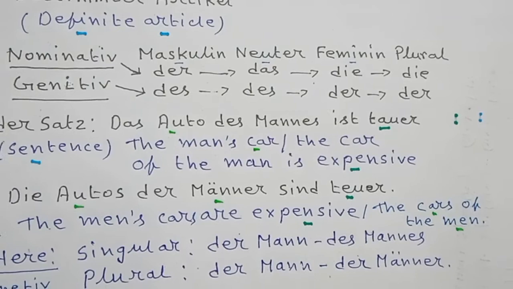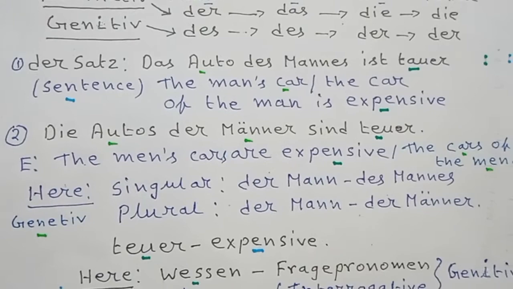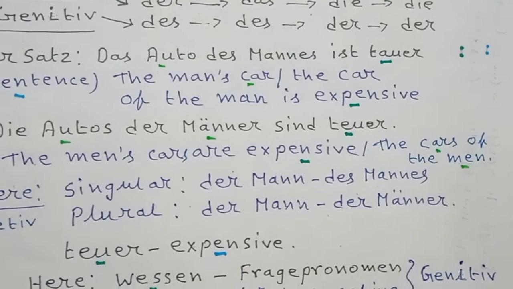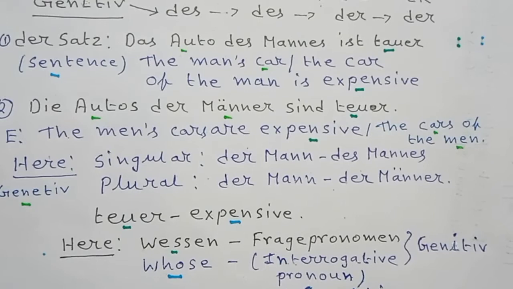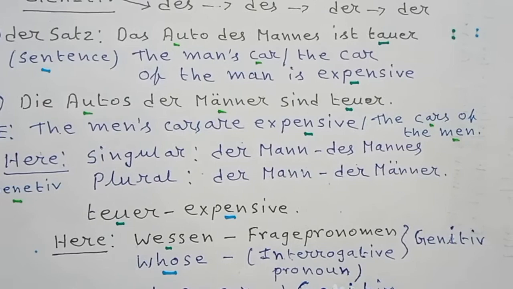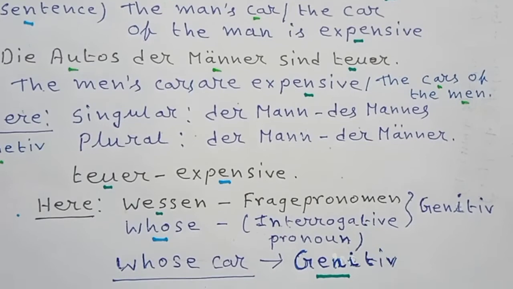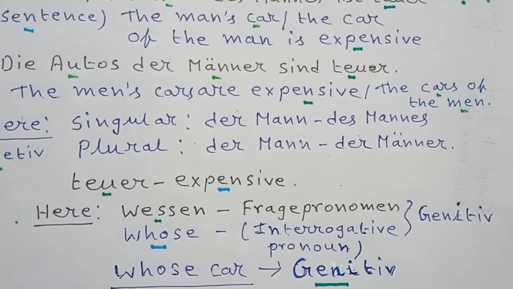Number two: Die Autos der Männer sind teuer. The men's cars are expensive, or the cars of the men are expensive. Here, singular: der Mann, des Mannes, genitive; plural: der Männer. Here, wessen, the interrogative pronoun: whose car? Genitive, that is, the car of the man, or the possession.